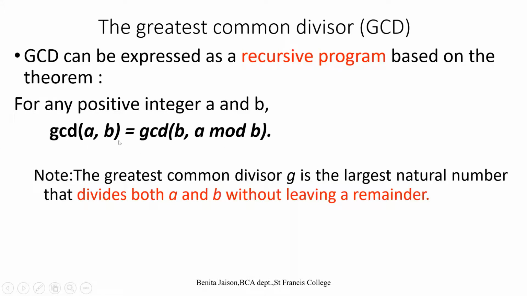You just see, GCD of A comma B can be found if you find GCD of B comma A mod B. What is the meaning of this line? Suppose in the first example, we had the two numbers 30 and 24. The A value was 30 and the B value is 24. Now we are going to find GCD of 30, 24, which means what we are repeatedly doing is GCD of B comma A mod B. What is the meaning of this?